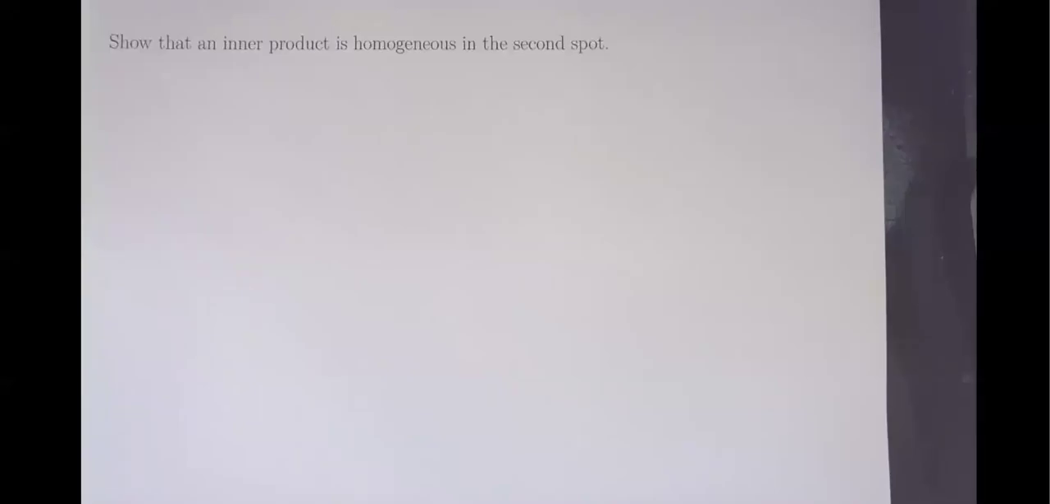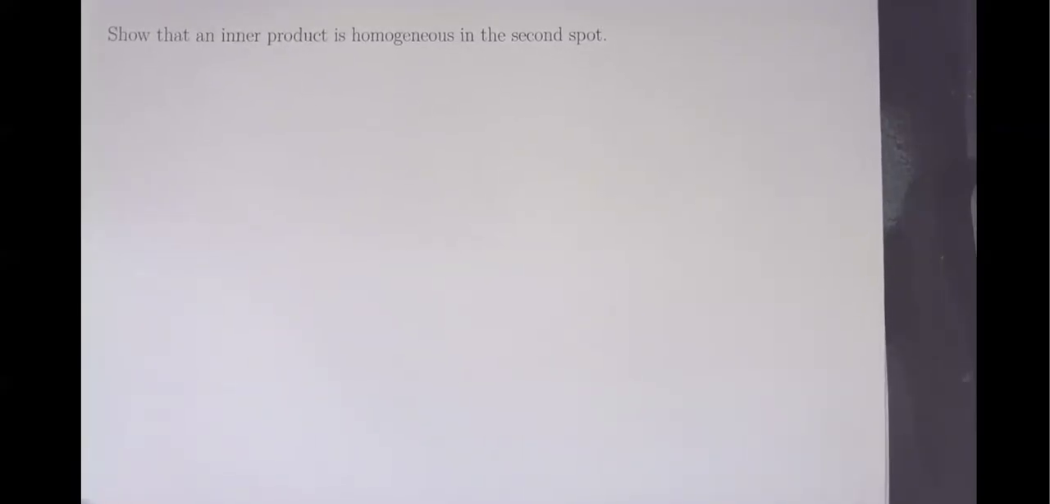In this example, we're going to show the inner product is homogeneous in the second spot. Now, conventionally, physicists assume that the inner product is homogeneous in the second spot, but we can make the argument using the mathematics convention. Okay, so let's just start out by being sure of what we're talking about here. We are talking about an inner product over the reals.